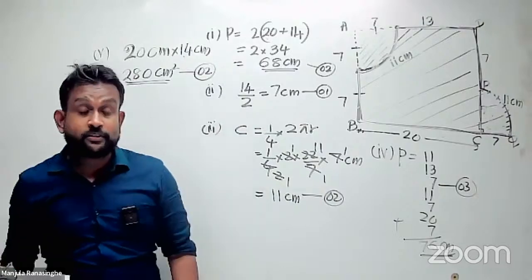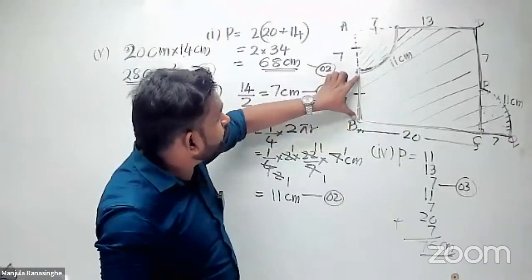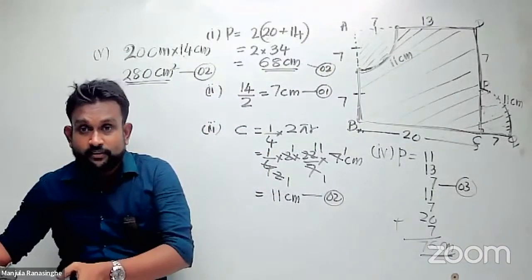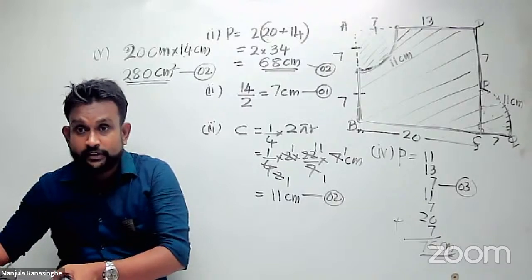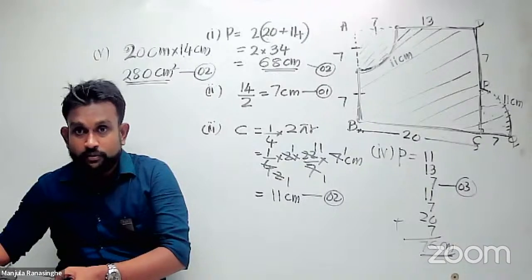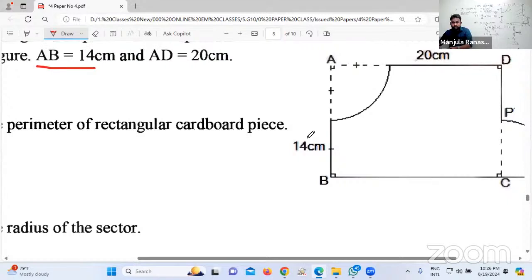How the radius became 7? Here the total breadth is 14. Then these two parts are equal. There are two symbols mentioned here, right? Did you see it? See there. So AB is given as 14. In the question it is given AB 14. But here they mark 14, and AB is 14. In the question it is given.